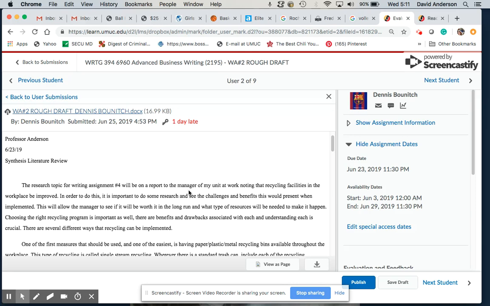Additionally, you want to remove this first person reference, because this is a little bit of a catch-22 here. I know this is in preparation for your writing assignment number 4, but the purpose of a synthesis or literature review in general is to report on the facts and findings of secondary research, so the research that other people have done.